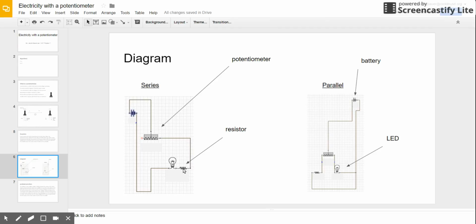Therefore, this one must have less current to equal the voltage because the voltage divided by the resistance equals the current. So if it's the voltage divided by a bigger resistance, you would get a smaller current. If it's divided by a smaller resistance, you would get a larger current.